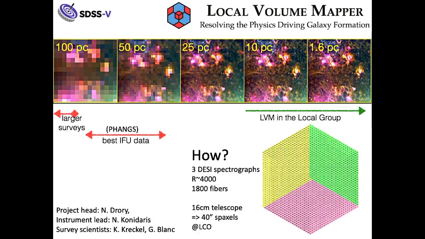To achieve this goal, we've built a completely new telescope that uses 3 DESI spectrographs fed by 1,800 fibers. These have an R of about 4,000. And because Local Group targets are large on the sky, we only need something like 40 arcsecond spaxels. These are 16 centimeter telescopes that we have built that are surveying the sky at LCO now. This is a project that we just recently commissioned and started survey operations last November.